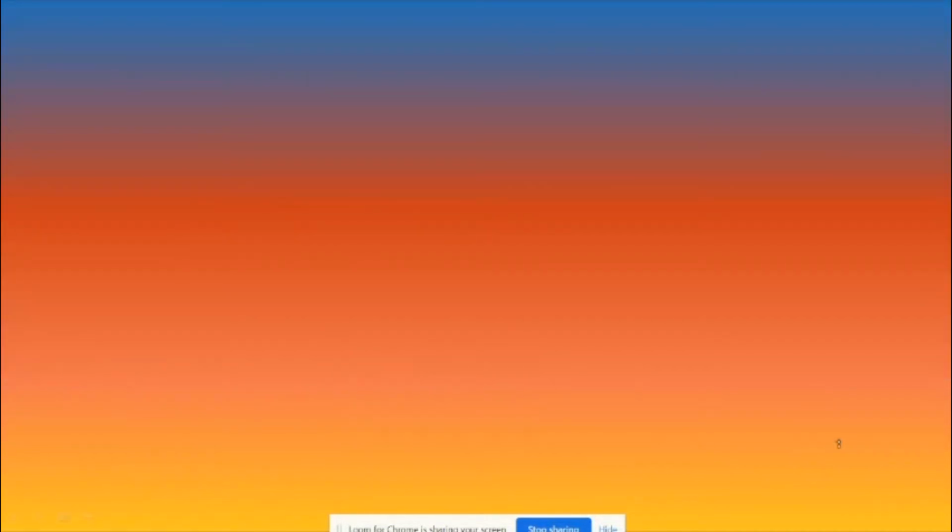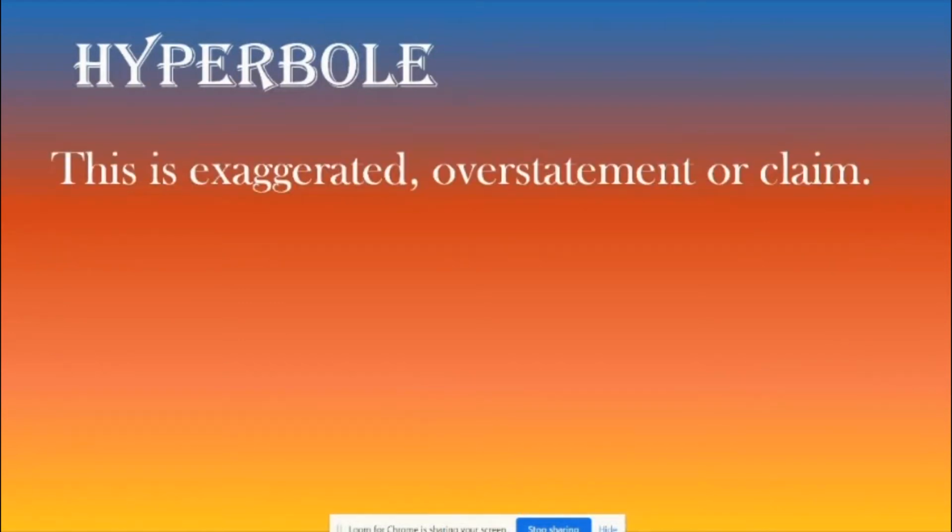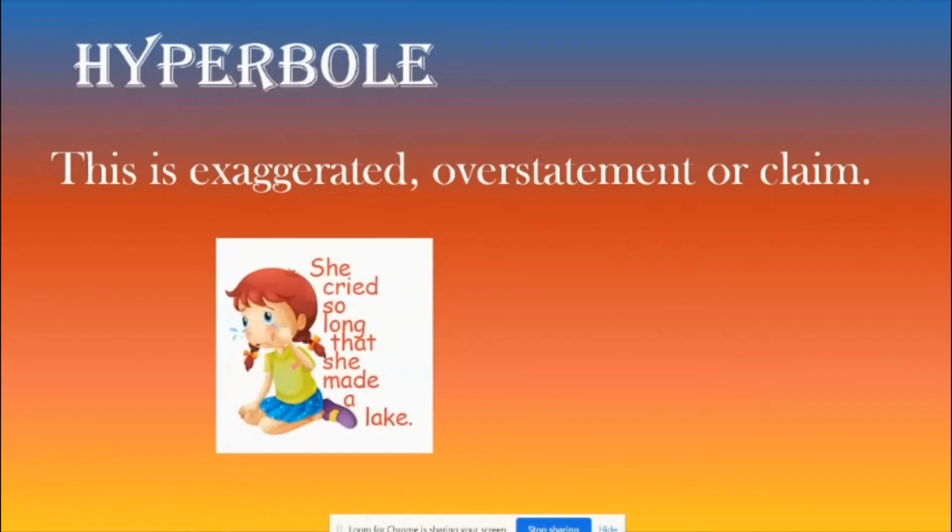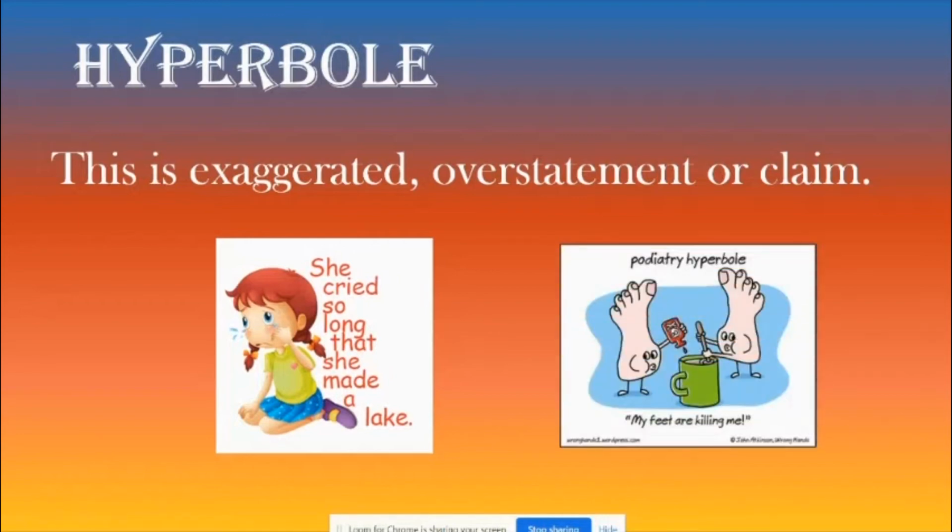So next, we have hyperbole, which is the opposite of understatement, wherein this is an exaggeration or overstatement of a claim. In understatement, you're making something little. In hyperbole, you're exaggerating it. For example, she cried so long that she made a lake. And another is, my feet are killing me.